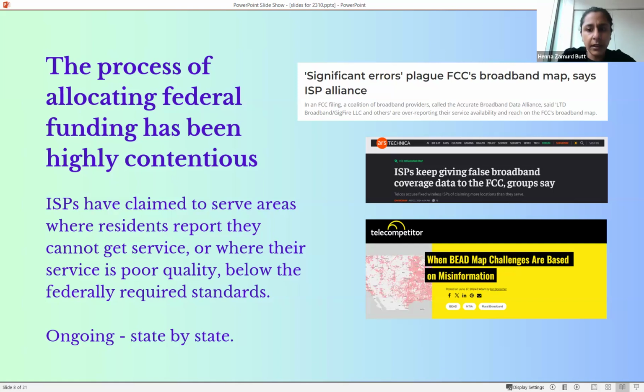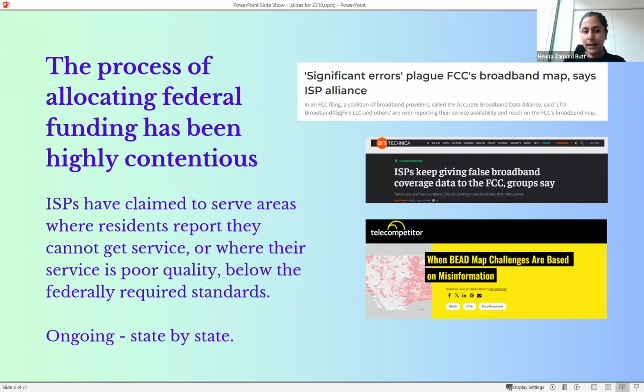allocation. So they're going through a process state by state where there's this map that's been produced by internet service providers about where they say that they serve. And the process in each state is that the map's being presented to residents and they're being asked to challenge the map if they don't receive what is being claimed.